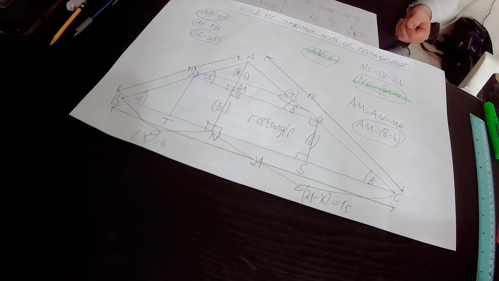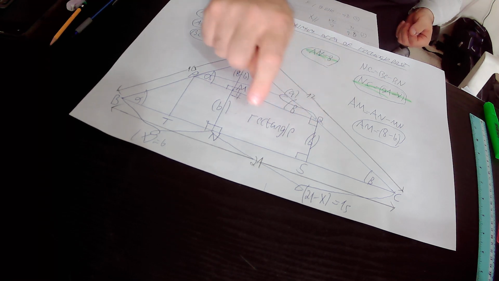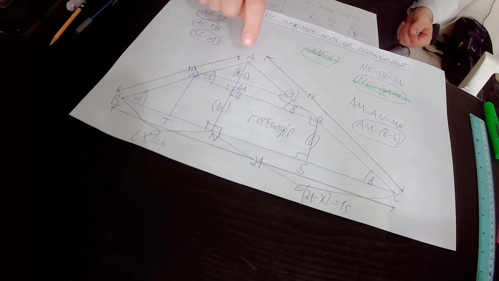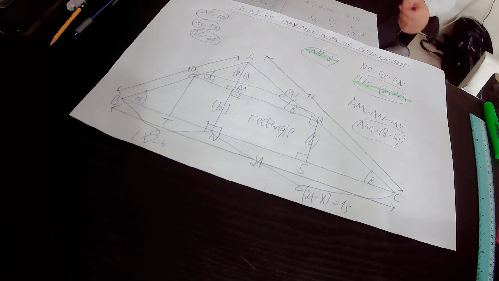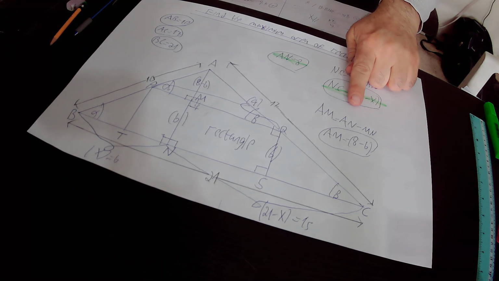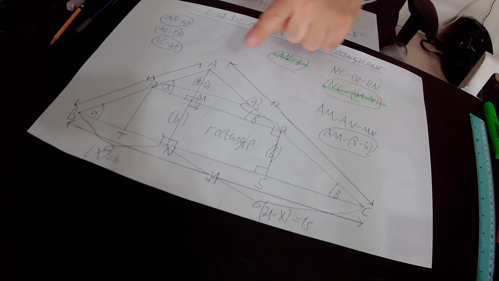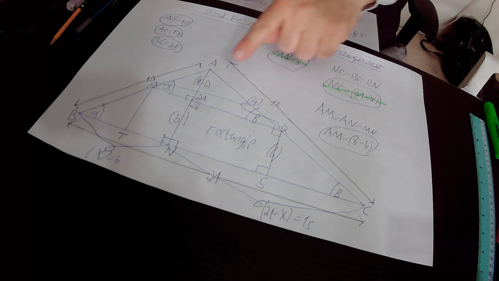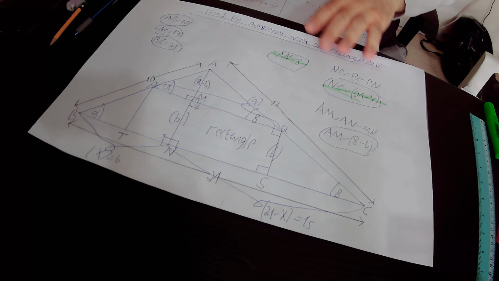But we also know that the opposite sides of a rectangle are equal to each other. So in this rectangle MQSN, side QS must be equal to the opposite side MN. But QS is B, therefore MN must also be equal to B. So what is the length of AM? From the figure it is very easy to see that the length of line segment AM is AN minus MN. Again, AM equals AN minus MN. So AM equals AN, that is 8, minus MN, that is B. So in total, AM equals 8 minus B. Okay.